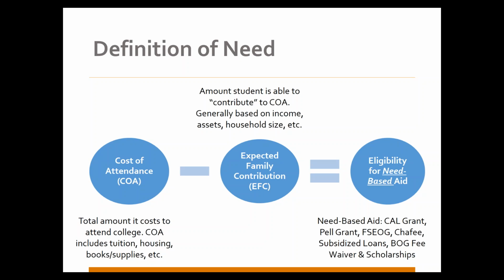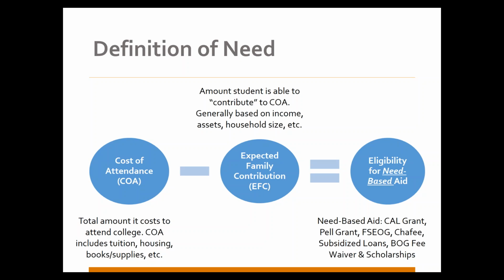Then we have the expected family contribution, or the EFC. The EFC is the amount given to the schools once the student has completed the FAFSA. The EFC amount is determined based on the income, assets, household size, etc. And this is pretty much the amount that the student is able to contribute towards the school expenses or cost of attendance. Based on those two numbers, the school then determines which grants the students are eligible for based on the remaining need.